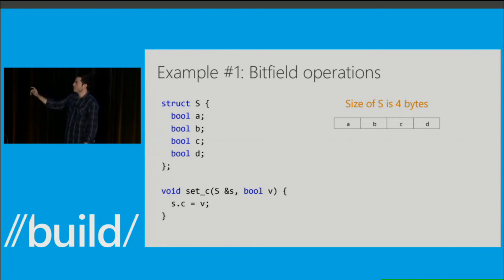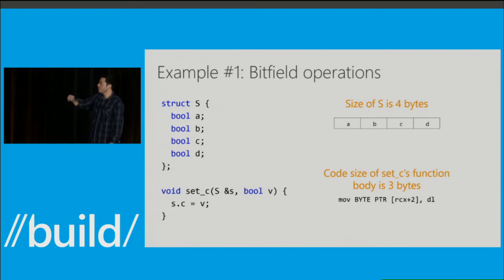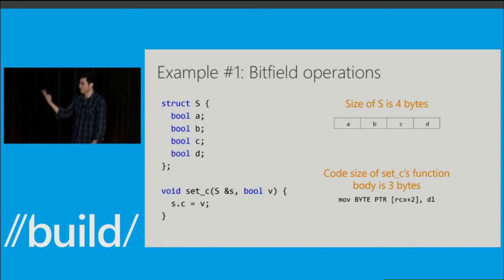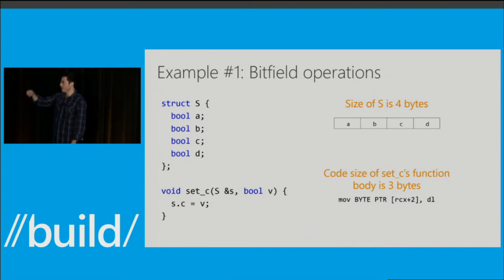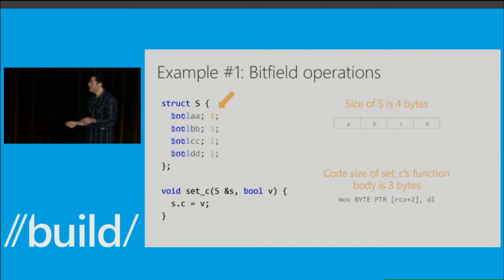So each object of type S is going to be 4 bytes in memory. And when you actually write to one of those elements, the code gen that we emit for the setC function is 3 bytes long. Sorry, when I say 3 bytes long, I mean the actual encoding of that instruction in memory is 3 bytes. It's just a move instruction. We take what's in the DL register, which is the Boolean value V, 8 bits, and we just do a byte store into memory at RCX, which is the pointer corresponding to S plus 2, so it's the third element down.